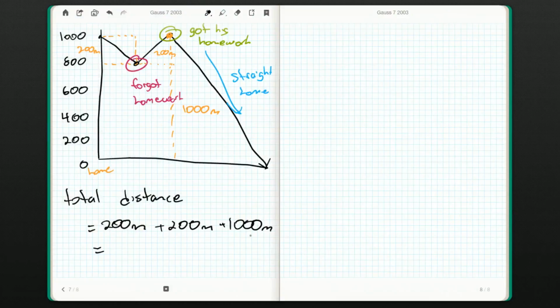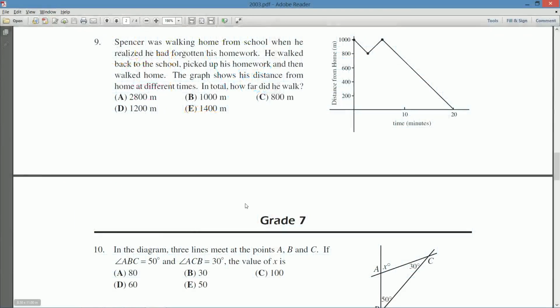200 plus 200 plus 1,000. If you need to, grab your calculator, though I encourage you to try and, the zeros there will carry through. You always get 2 zeros. And then it's just 2 plus 2 plus 10, and that's much simpler. 1,400 meters. That's going to be my final answer. Hopefully you got something similar, and we both bubble in E.